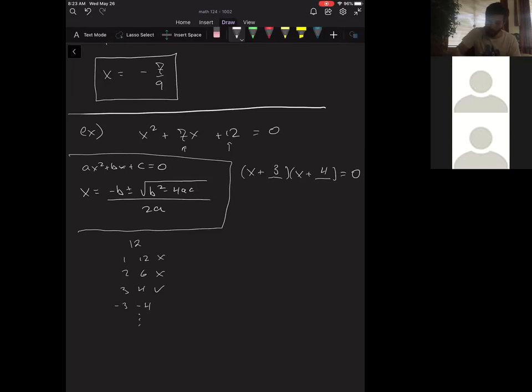The next step, once we figure out how to factor and we set it equal to 0, is that we have these two pieces, this piece and this piece. Those are multiplying together and the product is equal to 0. So what that means is we set both of these pieces equal to 0. We get x plus 3 is equal to 0, and x plus 4 is equal to 0. So here we get x is equal to minus 3, and over here we get x is equal to minus 4.